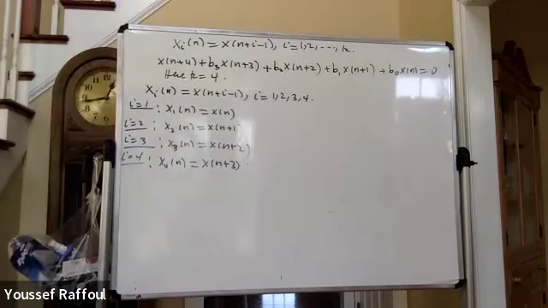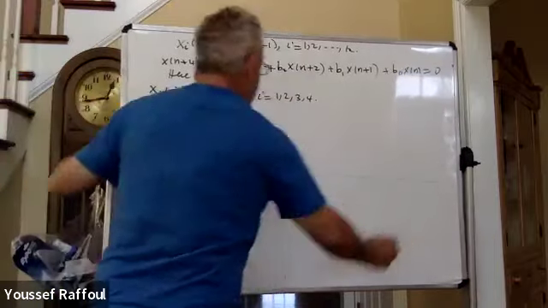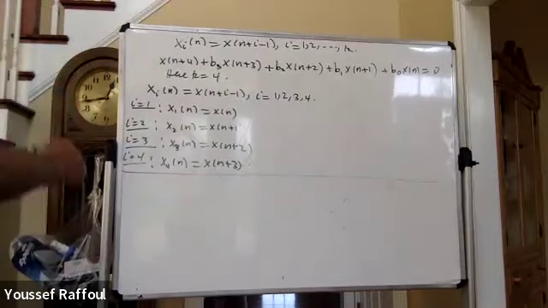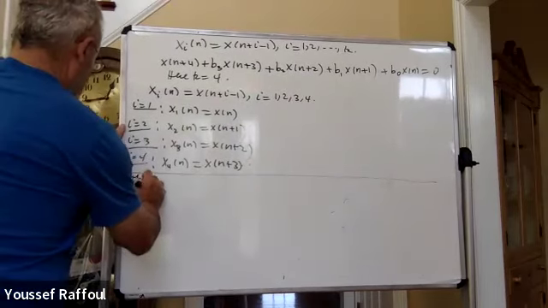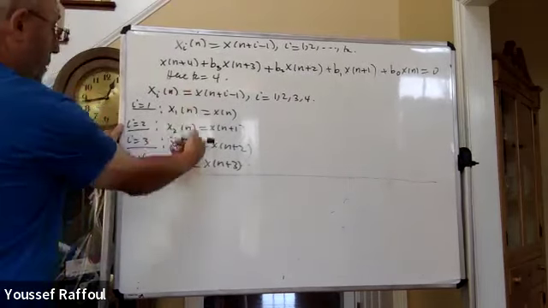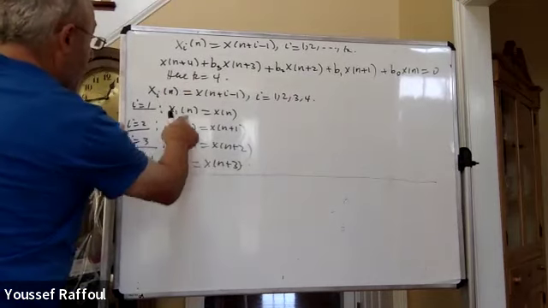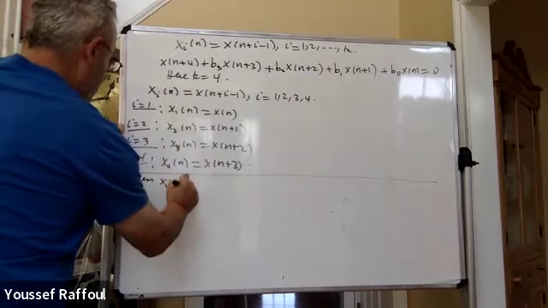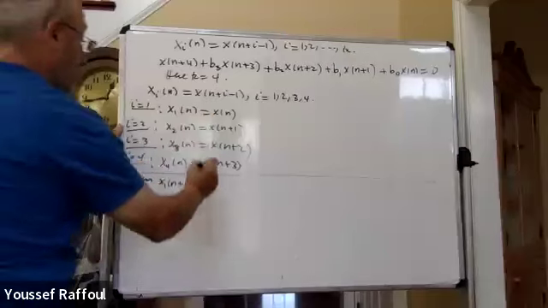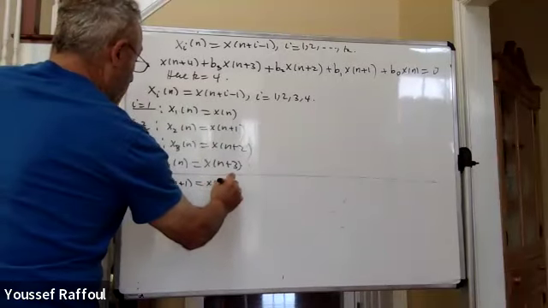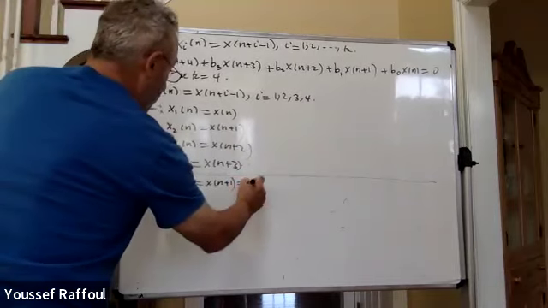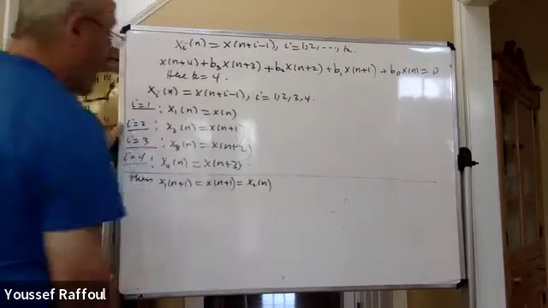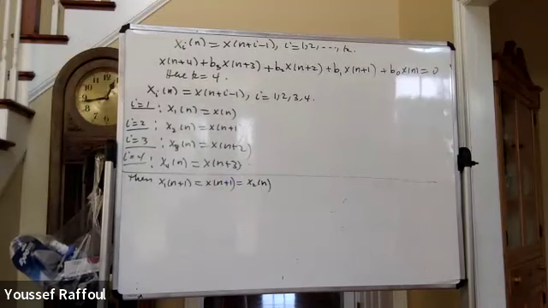So let's draw a line. Then this is the transformation. Then x1 of n plus 1 equal to x of n plus 1, but x of n plus 1 equals x2 of n. You see that?